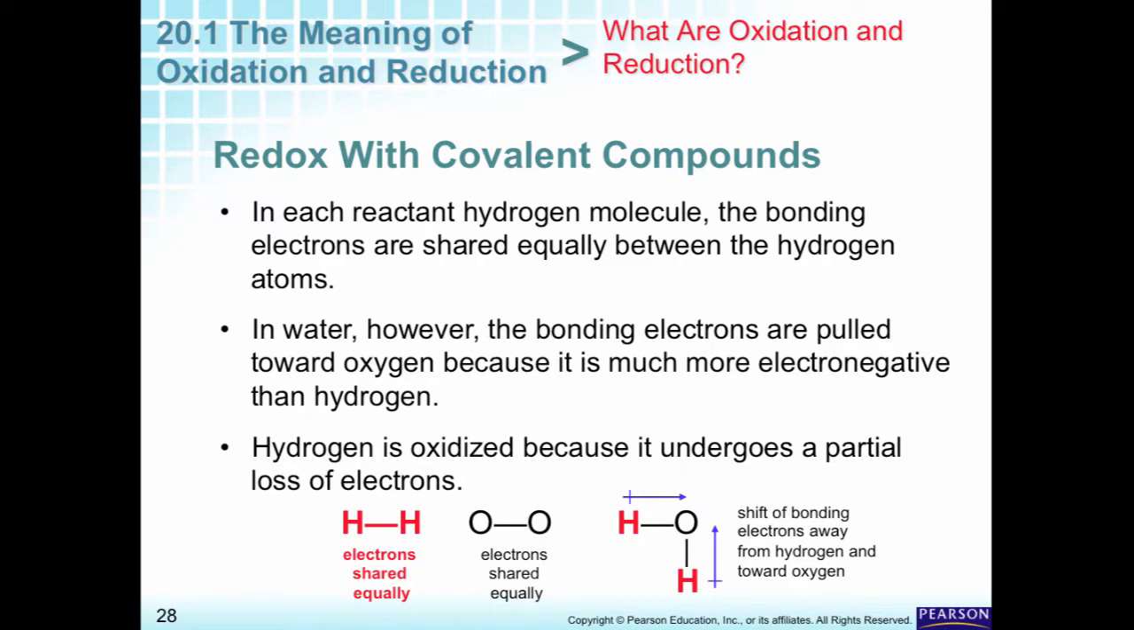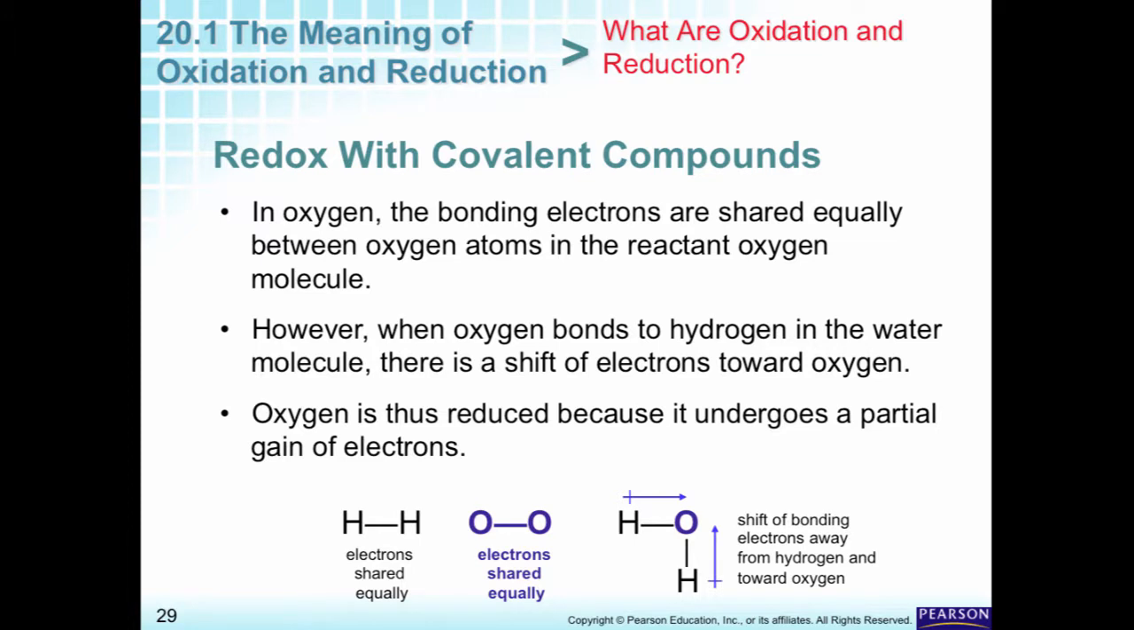In each reactant hydrogen molecule, the bonding electrons are shared equally between the hydrogen atoms. Well, that makes it covalent. Same with oxygen. But in water, we know water is polar, because we have a little bit of loss of electrons. So we can see that in the picture. Since we're moving some of these electrons towards the electron cloud, the oxygen is kind of being reduced.